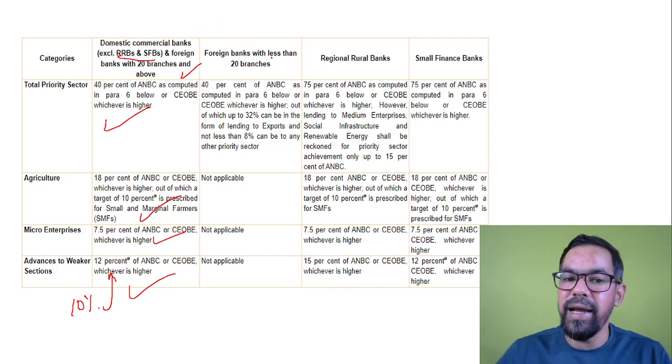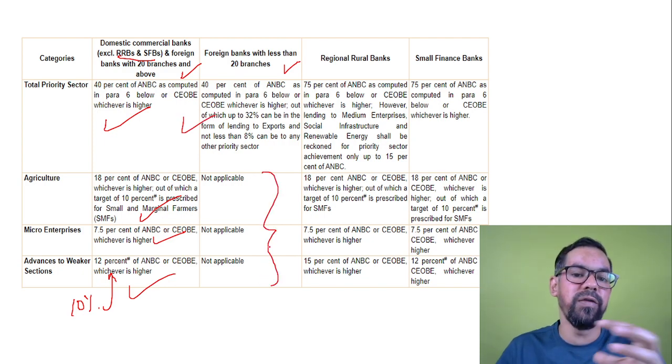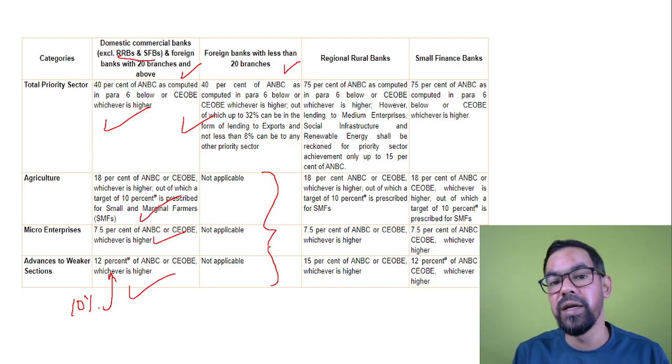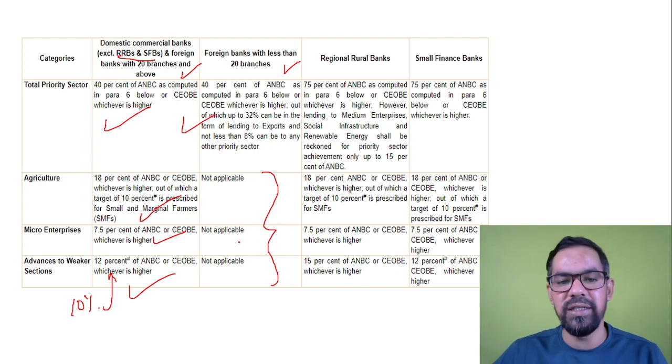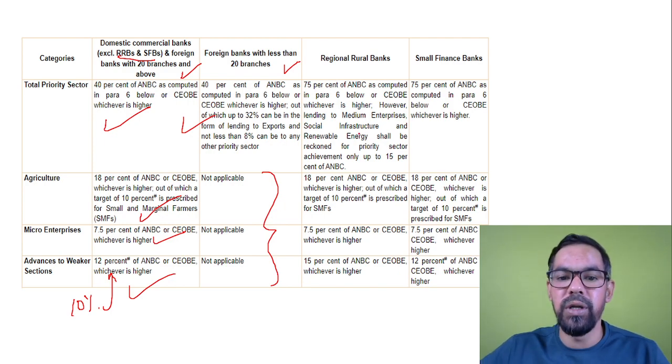Foreign banks with less than 20 branches, 40% in the priority sector. So this is not applicable. If any foreign bank has less than 20 branches in our country, they have to lend 40% of their ANBC to the priority sector. The rest they can lend in any sector, so they have that particular liberty.